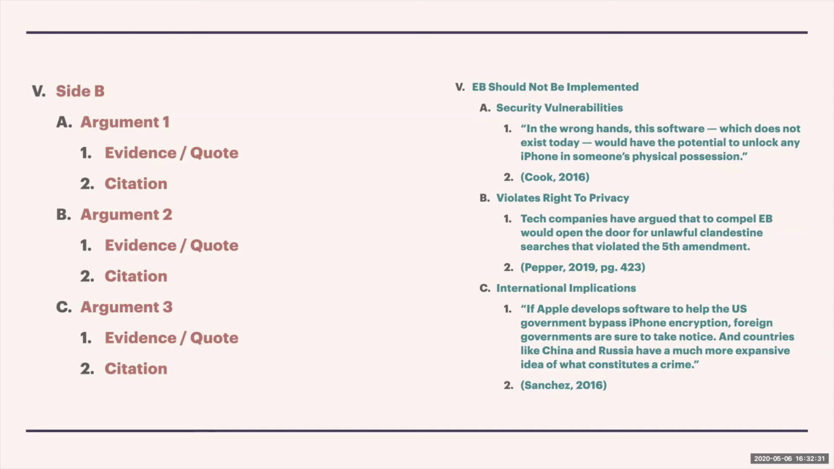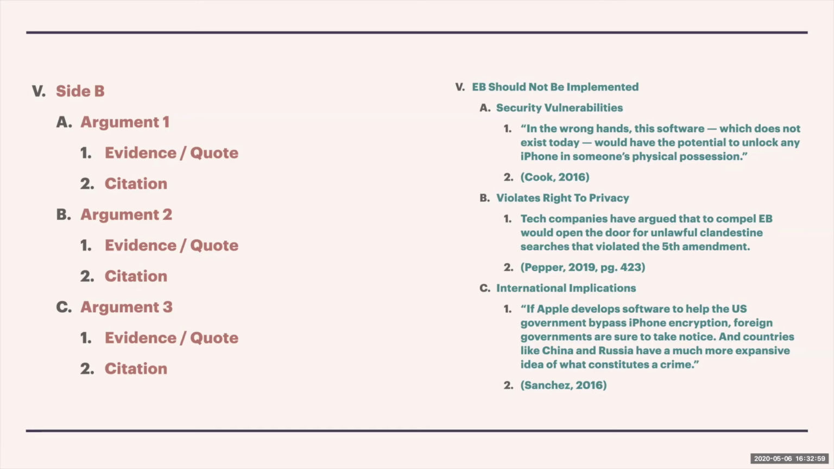In the wrong hands, this software, which does not exist today, would have the potential to unlock any iPhone in someone's physical possession. Tim Cook wrote this in 2016, in his open letter that he posted to a number of newspapers. You notice, hence the no page number on the citation, implying that it's a newspaper citation. And then we have, for instance, violations of the rights of privacy and international implications.